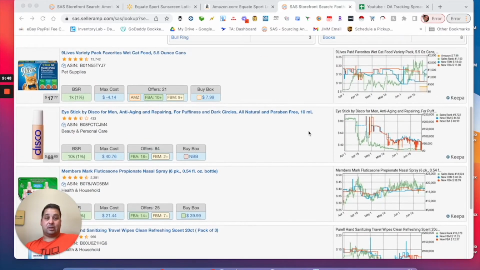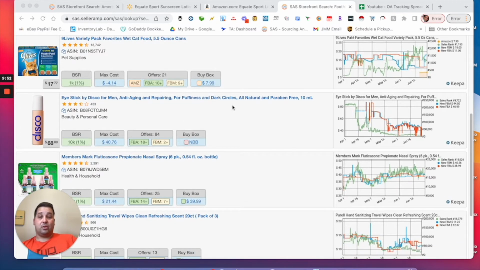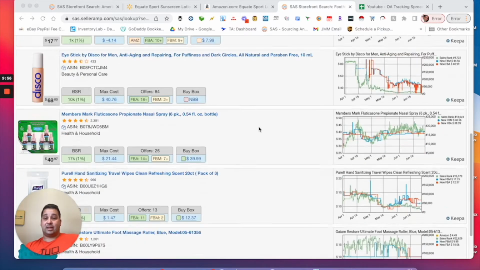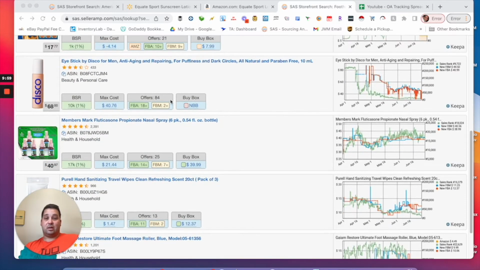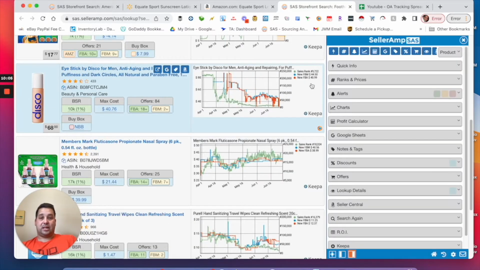Let's go through this. So you have like a version of Keepa here. So it makes it real easy to tell whether or not you would want to potentially look at this item. There's no buy box on there. 18 sellers, 10K rank. That's pretty good.